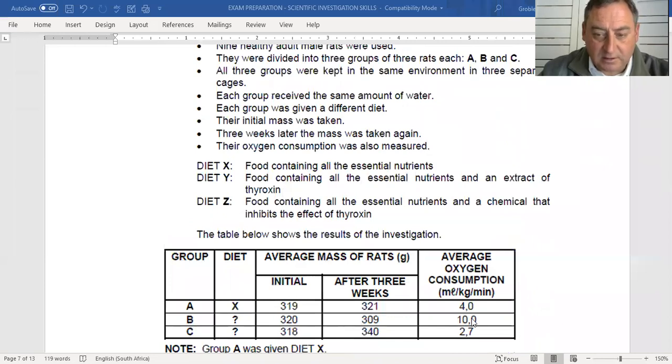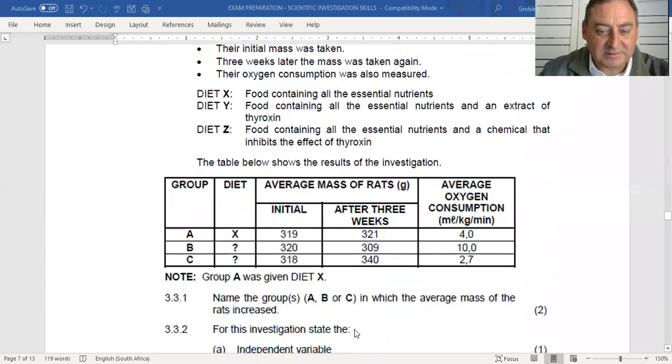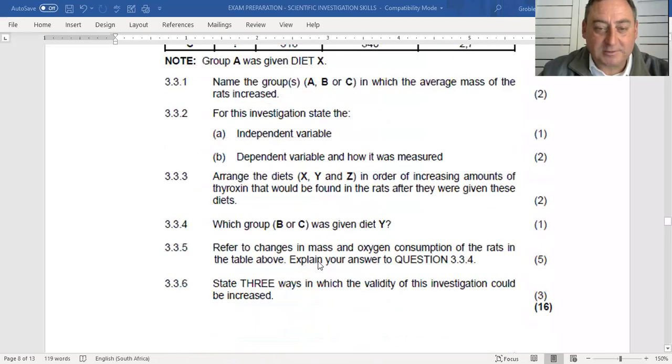And they also use a lot of oxygen to convert their food to energy. So you see these mice became skinny. It all has to do with the effects of thyroxine. Now state 3 ways in which the validity.